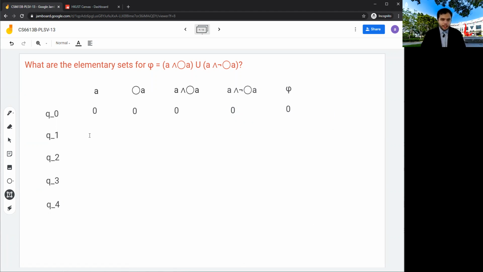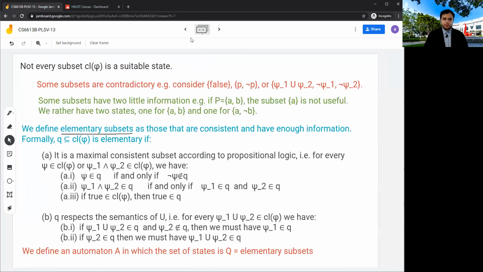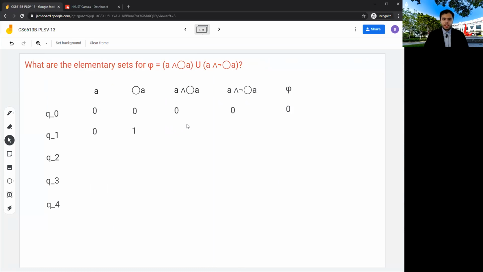Okay, what is my second elementary subset? So let's say that this time I don't want to have A, but I want to have next A. Now again, according to these rules of propositional logic, because I don't have A, I cannot have A and anything else. So this becomes 0. This also becomes 0 because I don't have A. And this is again similar to the previous case. So this is also 0.